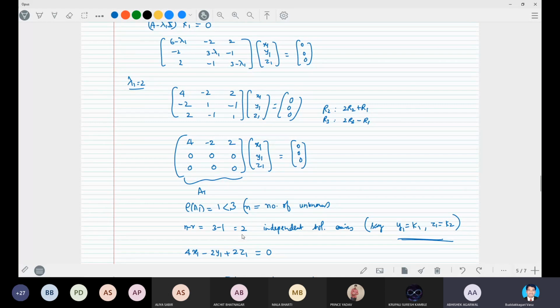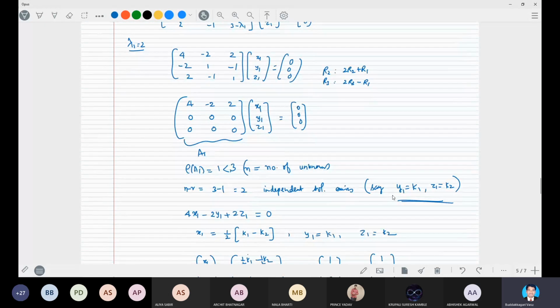Yes, sir. Because the number of unknowns is 3, therefore n minus r is 2 independent solutions. So you consider two independent solutions from x1, y1 and z1. So I just consider y1 is equal to k1 and z1 is equal to k2. Understood?